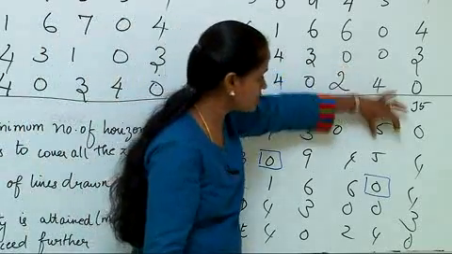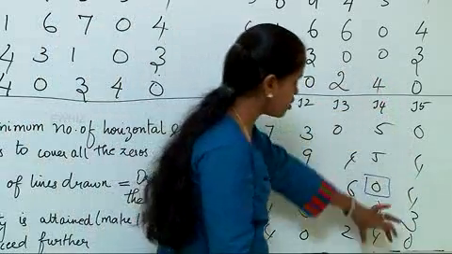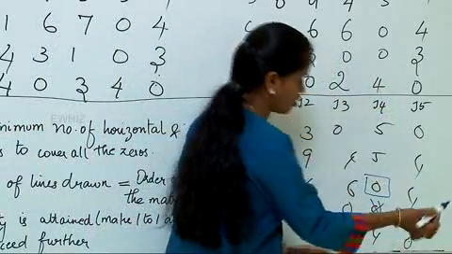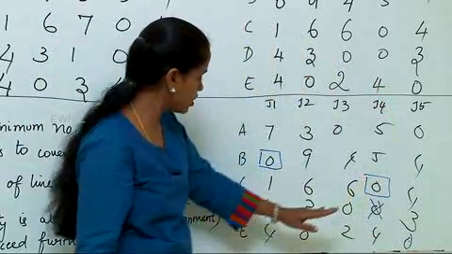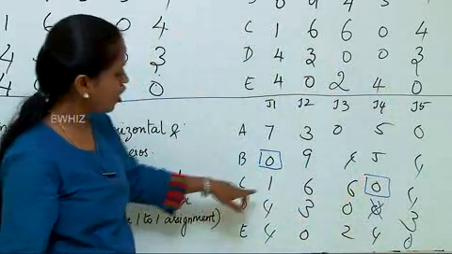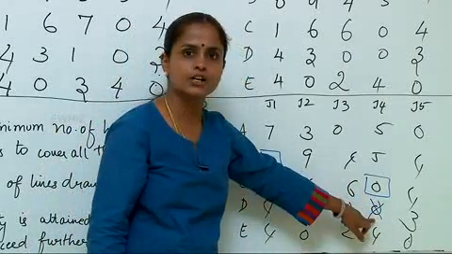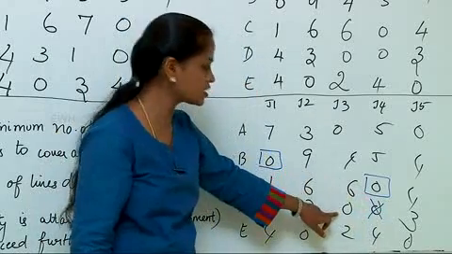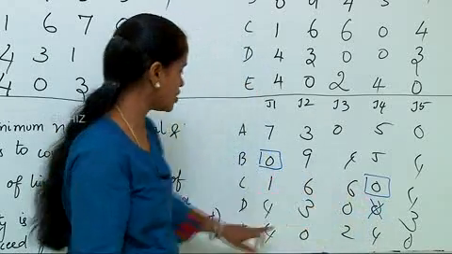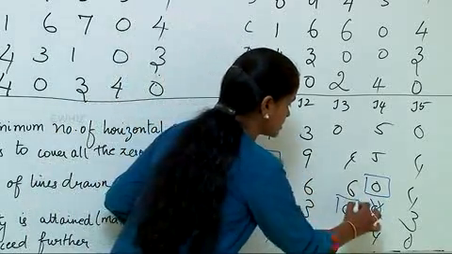So what you have to do is scan the column. If 0 is present in that column, simply cross it off. Now you move down to the next row. D, already initially you had two zeros, but because this 0 is crossed, this is the only possible place for allocation. So what you can do is simply encircle the 0.